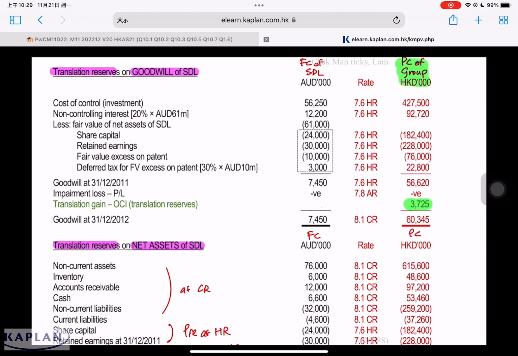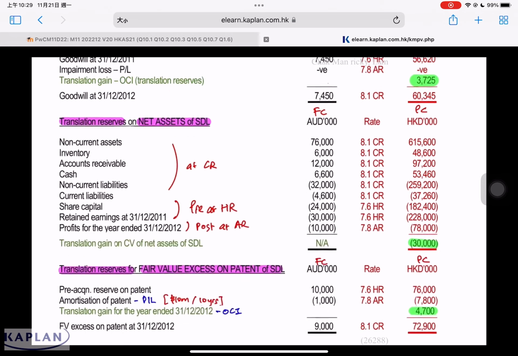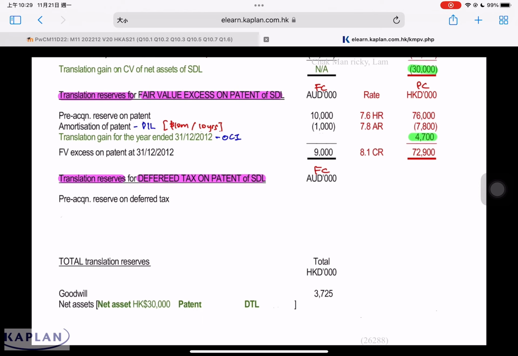At the acquisition date, we account for deferred tax liability of 3,000, translated at 7.6. Can I take this down to show as a separate working? We do have a deferred tax liability as a result of the patent assets. It must be expressed in the functional currency of the subsidiary. At the acquisition date, we account for deferred tax liability of 3,000 Aussie dollars, and this 3,000 is first translated into presentation currency at the historical rate, which is equal to 7.6. The translated amount is equal to Hong Kong dollar 22,800. I put a minus because it's a liability.